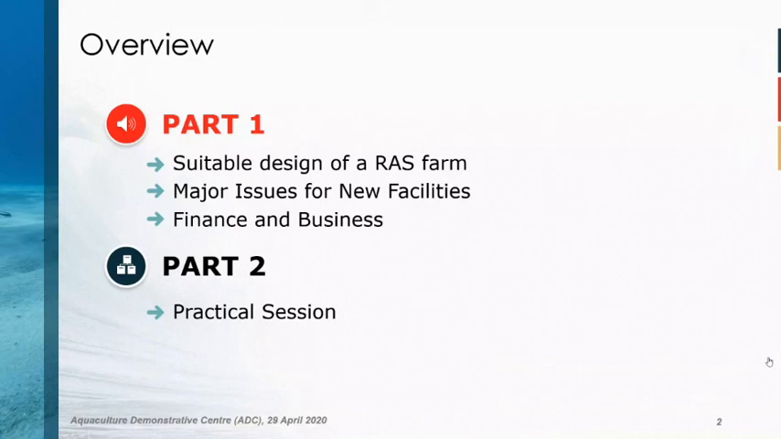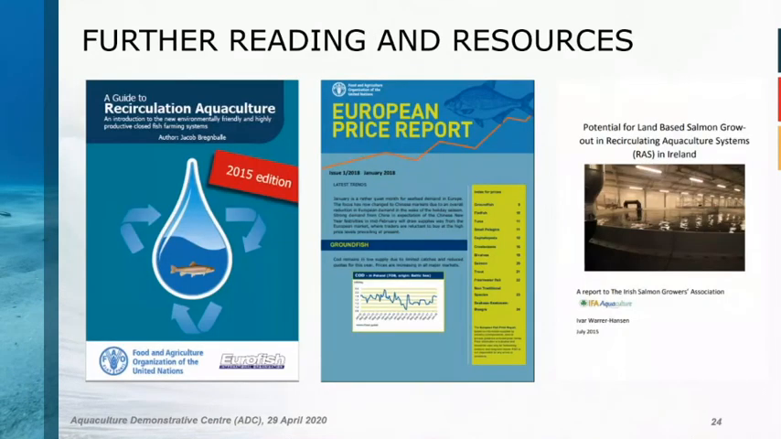We will move on to a practical session, but first, for our listeners who want to know more, there's further reading and resources available. There's one guide to recirculation aquaculture, done in 2015. Maybe there's a newer version. It's done by the Food and Agriculture Organization of the United Nations. It's a very beautiful guide. If you're new to RAS, you can download it. It's free to access and read.